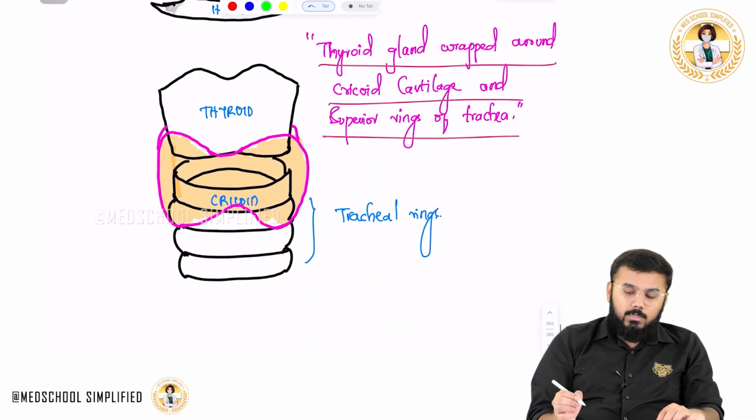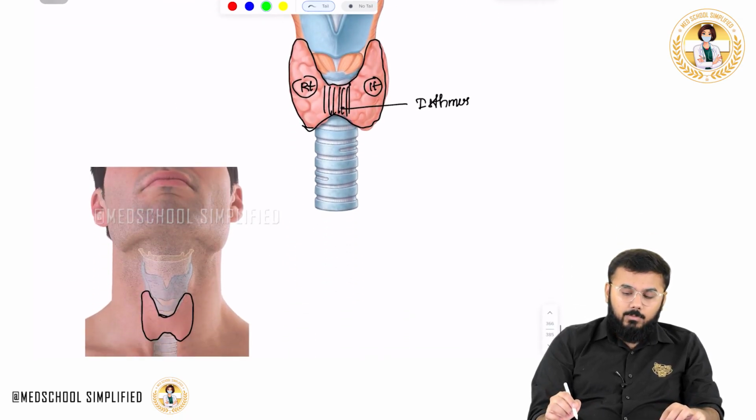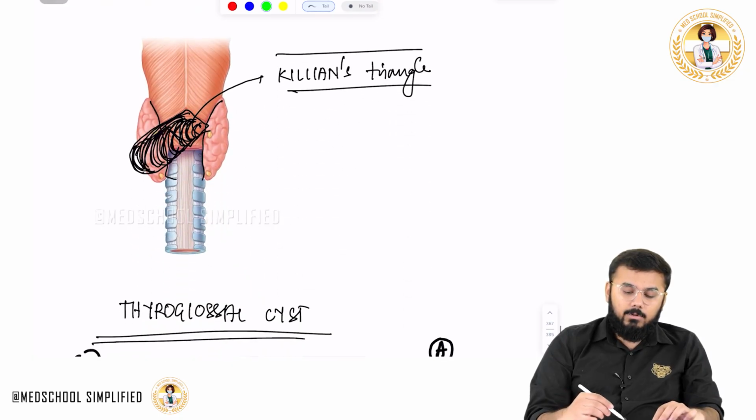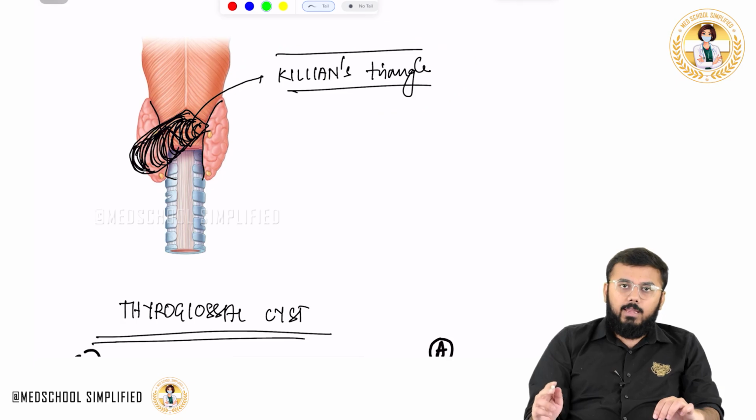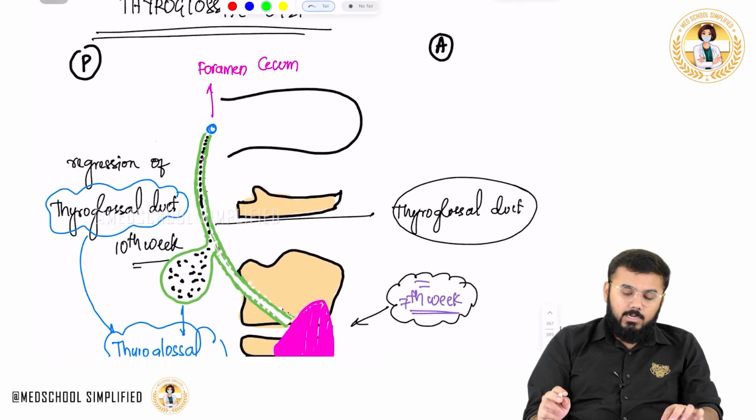Second important thing is this one. Thyroid gland is wrapped around the cricoid cartilage and the superior rings of trachea. Next important thing, on the back side it is incomplete, and there is a triangle called Killian's triangle, where a diverticulum is formed, that is called Zenker's diverticulum.